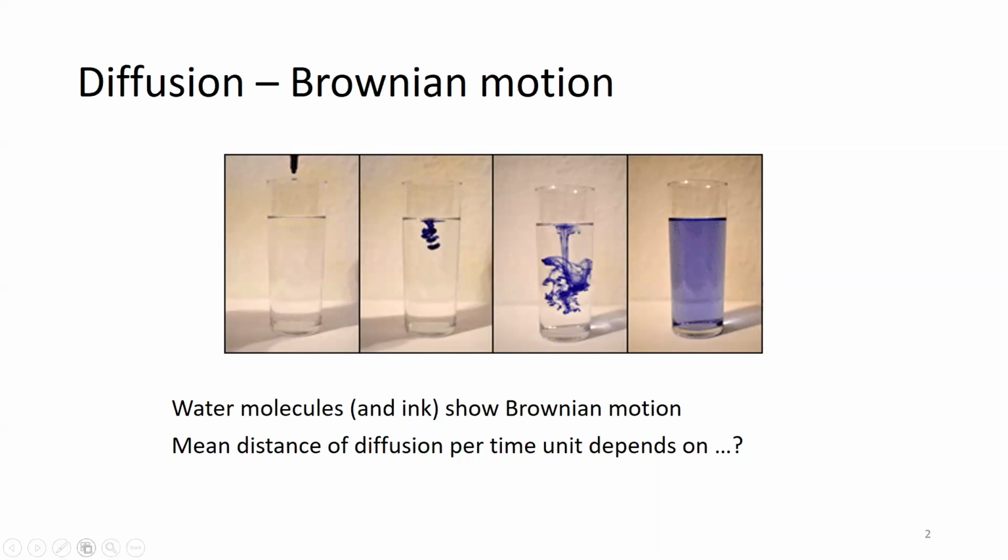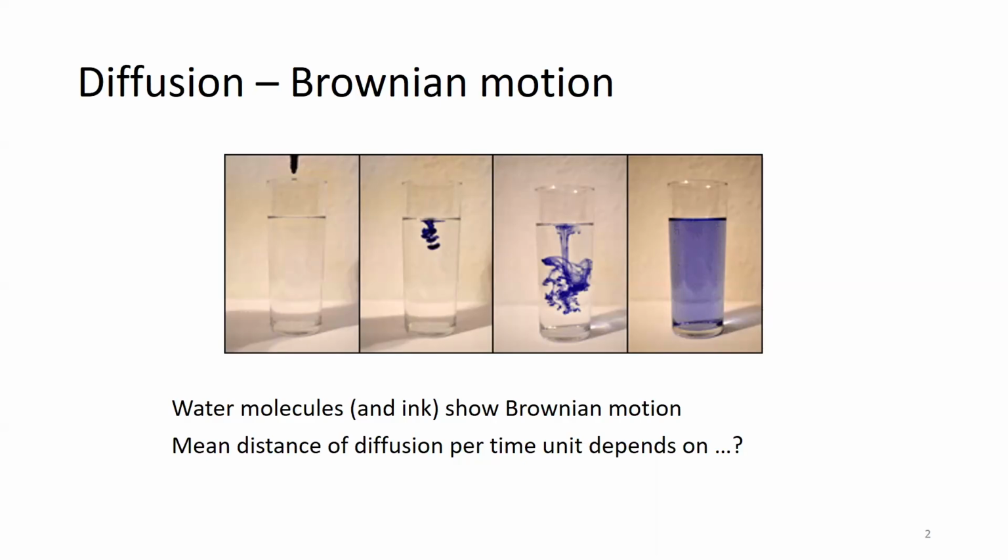So the water molecules and the ink as well, they show what we call Brownian motion, and we want to express it in a magnitude. So we want to say what is the distance that the molecules move over a certain amount of time. What are factors that influence the distance of the molecules? Yeah, temperature, that's a very good one. A lower temperature is going faster, or is the distance longer or smaller?